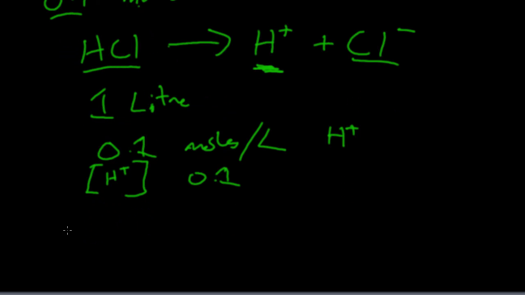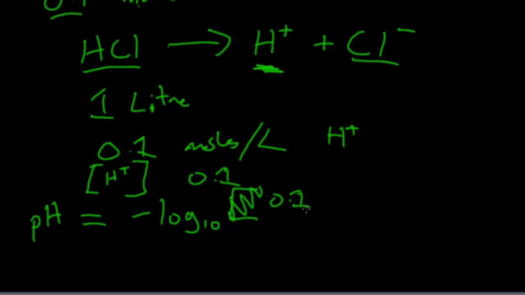We do the equation. That means the pH, it's always a little p followed by capital H, equals negative log 10 of the H plus concentration. I can write that out: negative log 10 of 0.1. Now, log 10 of 0.1 is negative 1, so it equals negative negative 1, which equals 1. So the pH of this substance is 1.